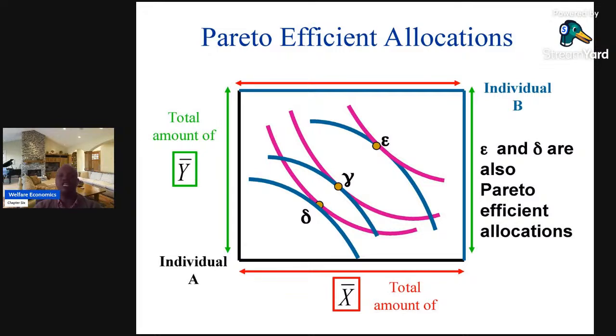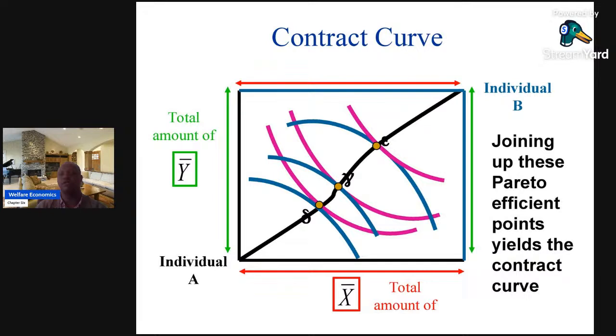Now you can connect these Pareto efficient points. When we connect these Pareto efficient points together, we get a line. What is this line called? It is called the contract curve. Joining up these Pareto efficient points yields us the contract curve.